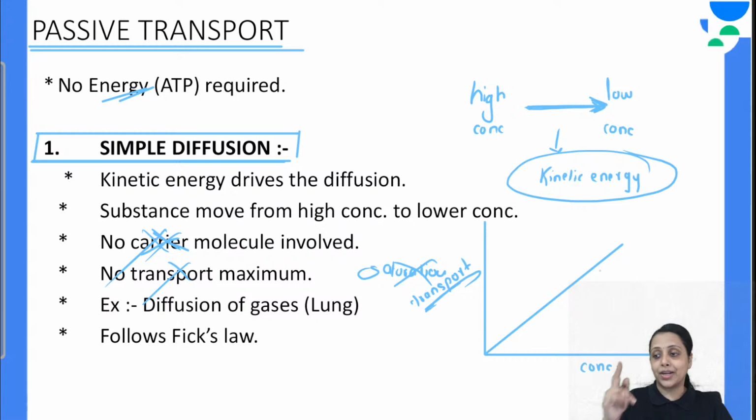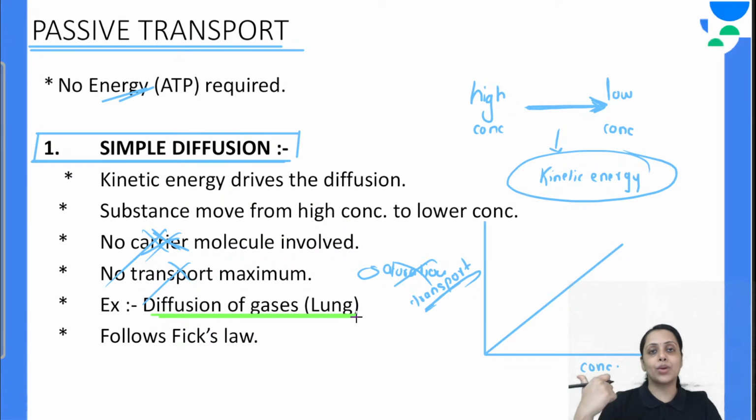Is this clear with everybody? The classical example is diffusion of gases in the lung: oxygen exchange from our lungs to the blood vessels, and carbon dioxide removed from the blood vessels to the lung. They are the classical examples of simple diffusion.